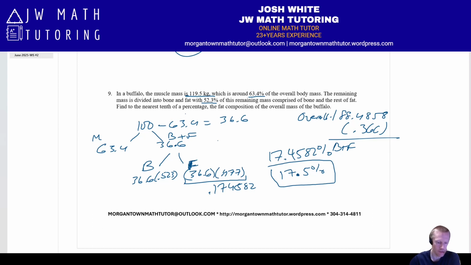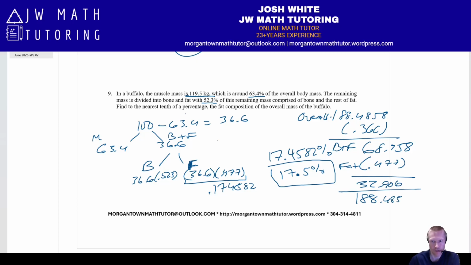And it comes out to like 68.958. And then what I did is I multiplied this by 0.477 to get just the fat mass. And that comes out to something like 32.906. And then I divided that by the overall mass. And that gives me the percentage, the fat composition of the overall mass, which is the same number I got using the first method. It's just more work and more calculations, but it is an alternate approach you could take.